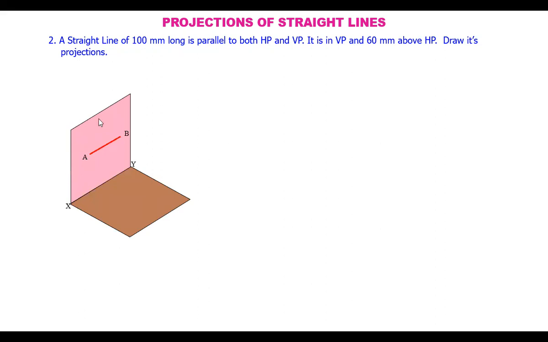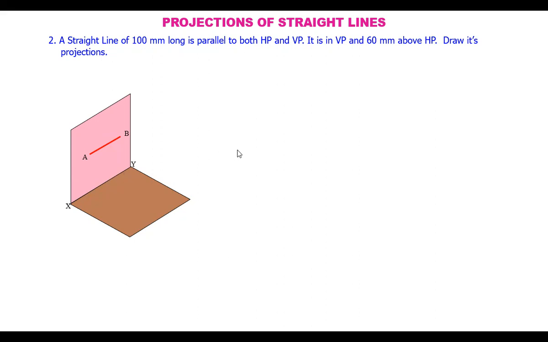So this is the vertical plane. The entire line is in the vertical plane and is also parallel to VP. Okay, so parallel to VP means parallel to HP also. That is parallel to this horizontal plane like this, parallel to the reference line. And it is in VP 60 mm above HP. This distance is 60 mm.